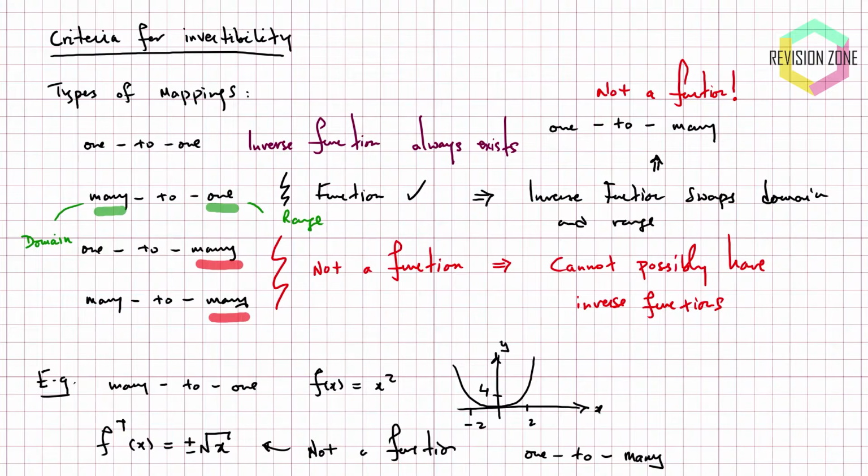Okay, so we now have a criteria for knowing when a function is invertible. So a function is actually invertible only when it's one-to-one. So let's write this down as fact 2, right? Every one-to-one mapping, let me say slash function, is invertible.